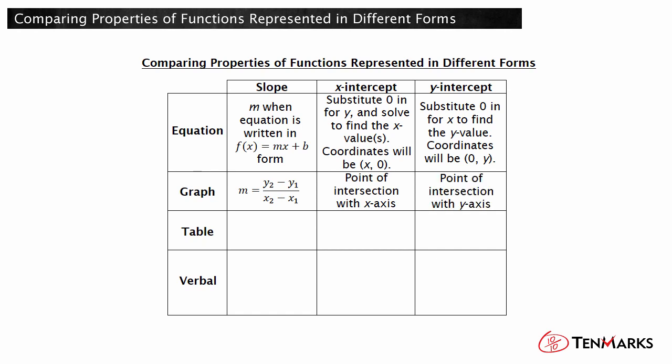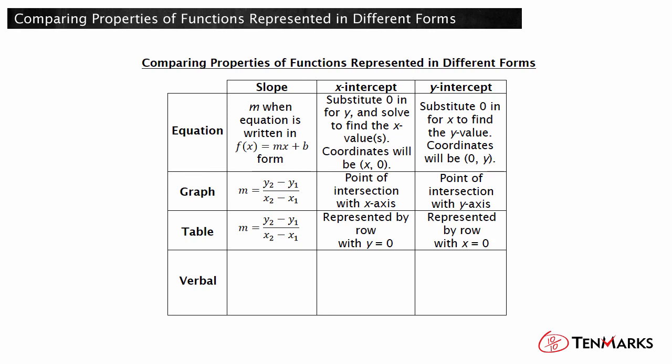In a table, the slope is the ratio of the change in y values to the change in x values between any 2 rows of the table. So the same slope formula can be used as for graphs. The x-intercept, when shown in a table, will be represented by a row with 0 as the y value. The y-intercept, when shown in a table, will be represented by a row with 0 as the x value.